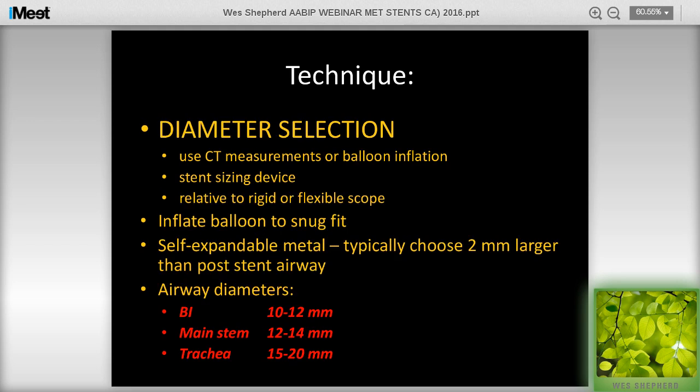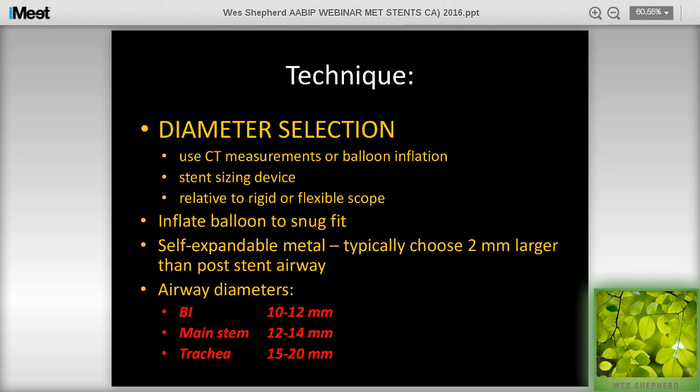In terms of airway diameter, similar ideas. You can use your CT scan measurements. You can use a dilating balloon, such as a CRE balloon, to inflate to a predetermined diameter and see how snug the balloon is against the airway wall. I think this technique works pretty well.